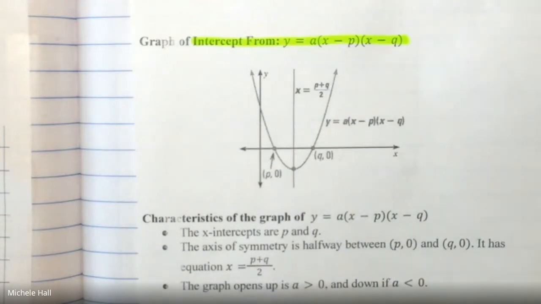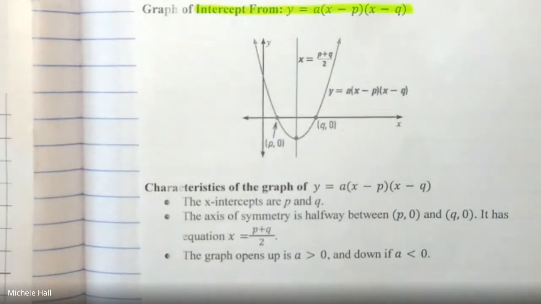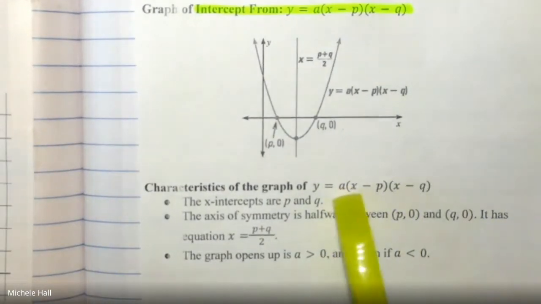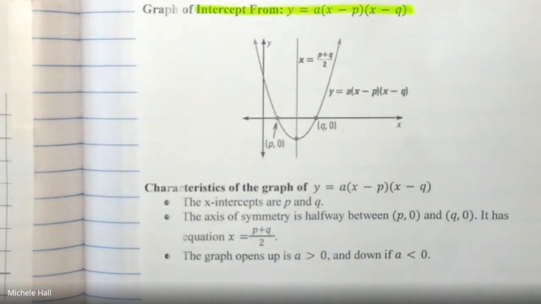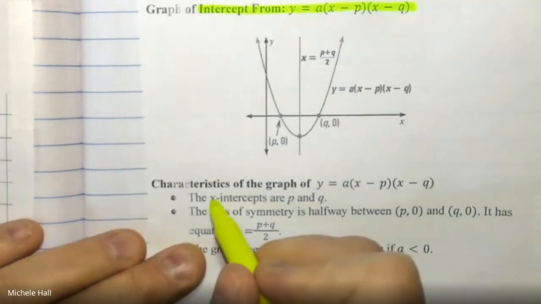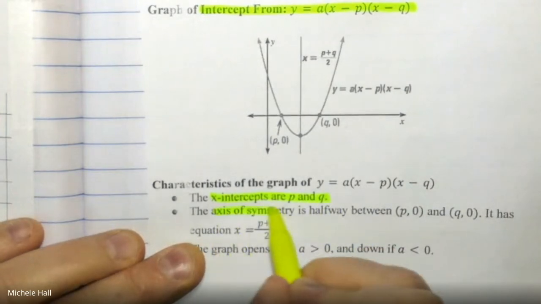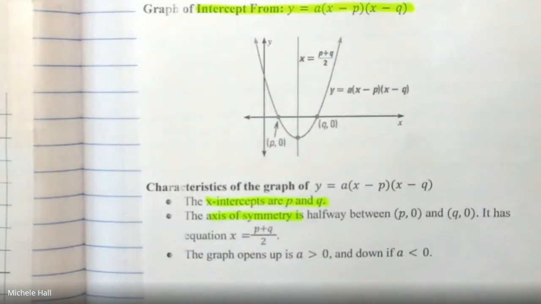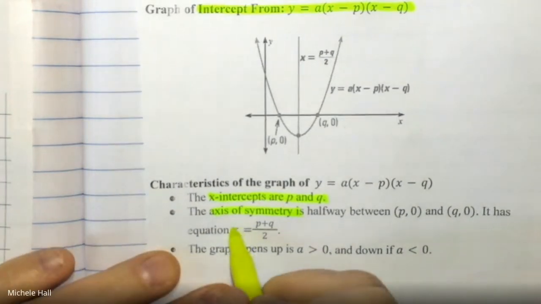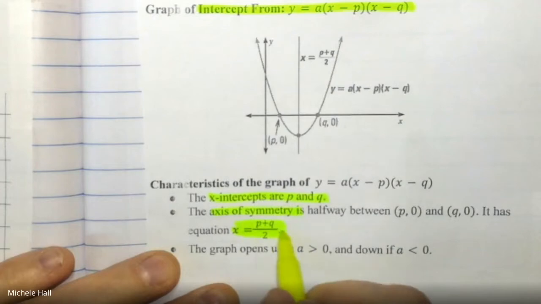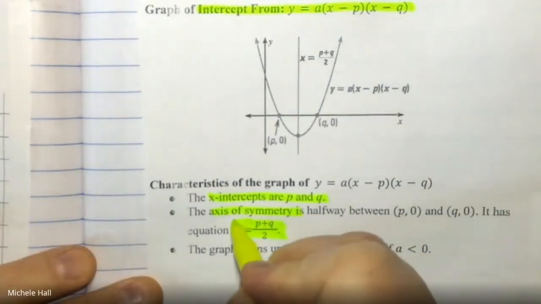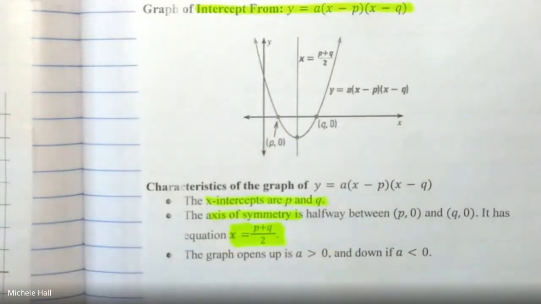What are the characteristics of this type of graph in this form? We have our A value out front still, and we know A is telling us about the width of the parabola. This time we have P and Q, and P and Q are those intercepts. The axis of symmetry is halfway between those points. So what you're going to do is add up P and Q and divide by 2 to find that halfway point. That is how you find the axis of symmetry.